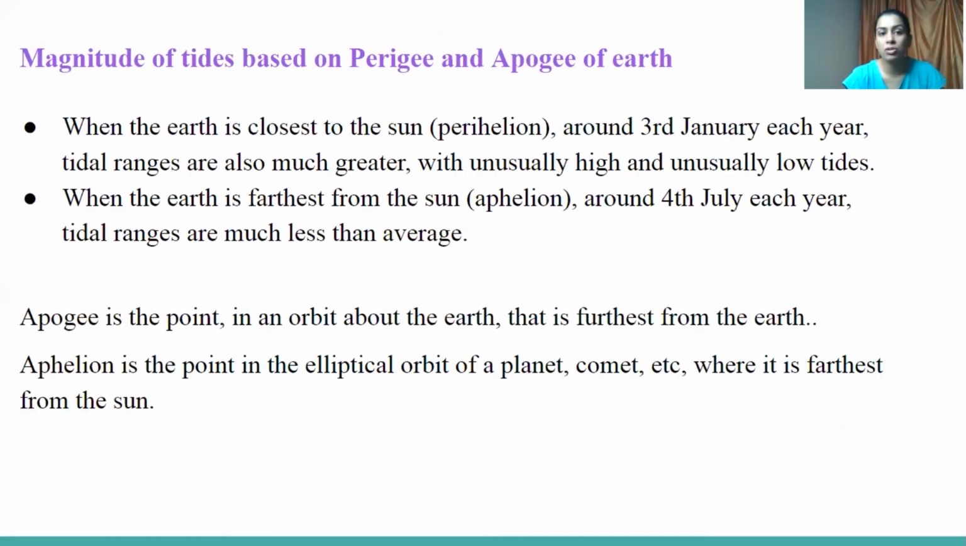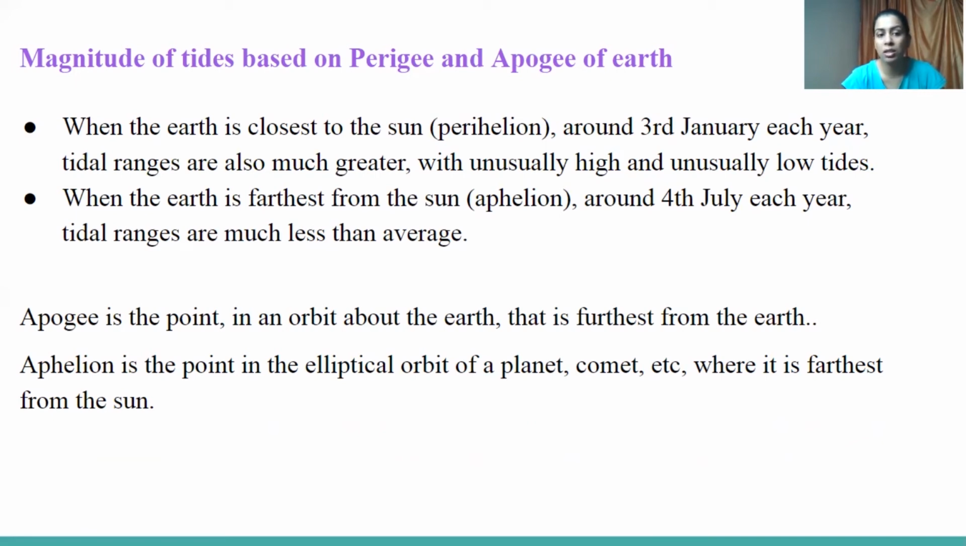Magnitude of tides based on perigee and apogee of earth. So when the earth is closest to the sun, that is known as perihelion, that is around 3rd January each year, tidal ranges are also much greater, with unusually high and unusually low tides. When the earth is farthest from the sun, that is known as aphelion, around 4th July each year, tidal ranges are much less than average.